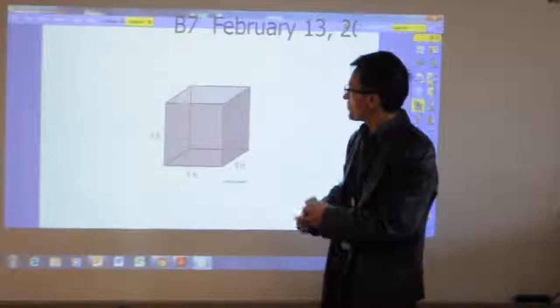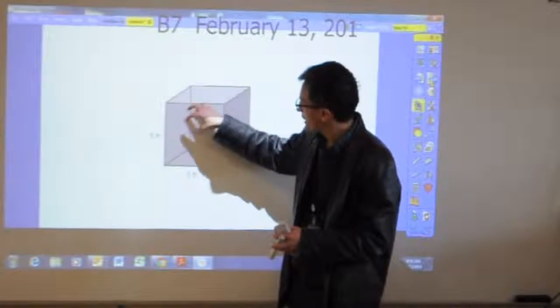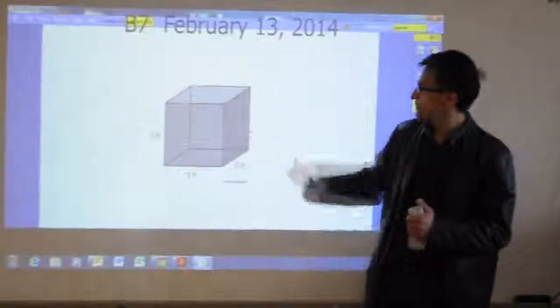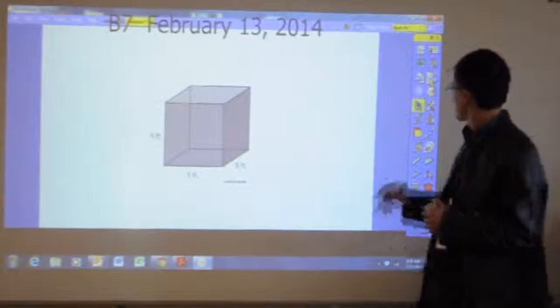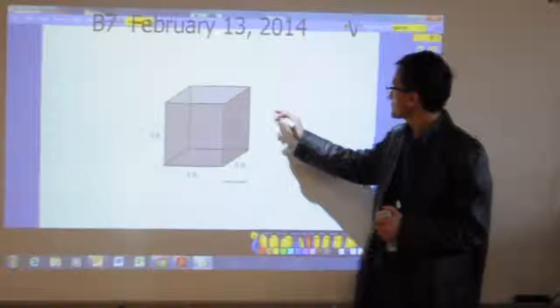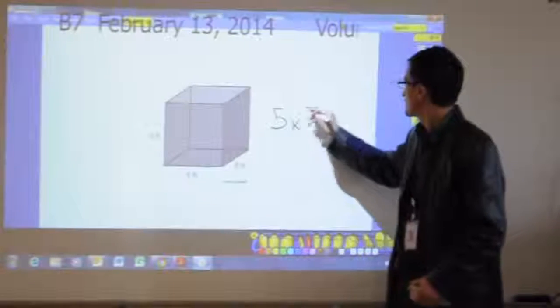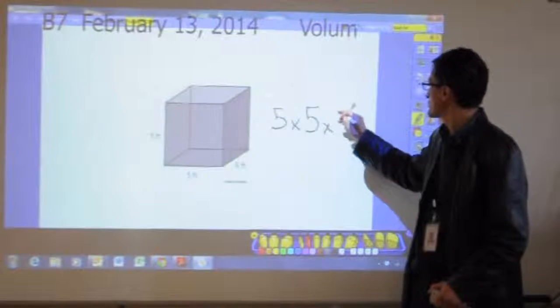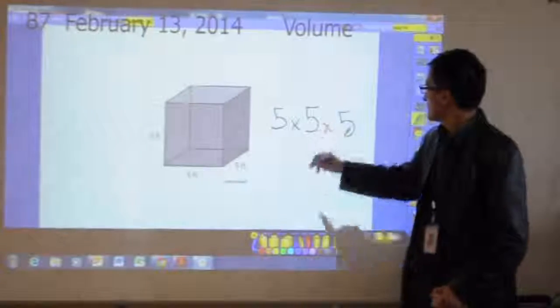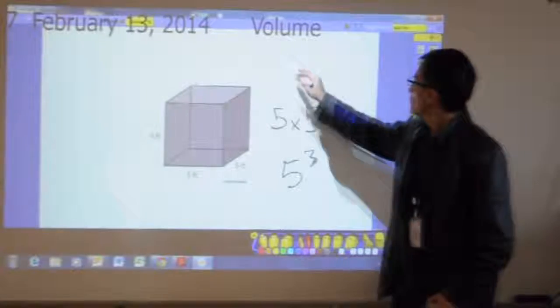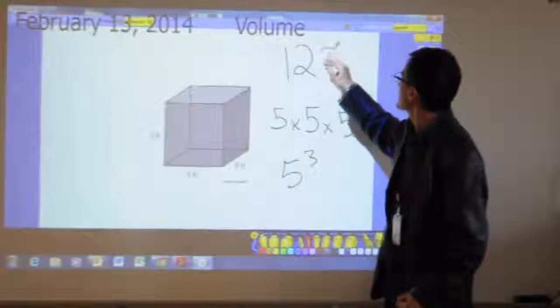Basically, when you have to calculate volume, it means whatever you can put inside, you need a volume. How can I calculate it? Five times five is 25. Five times five times five is 125. Okay, two ways to express it and both of them are right. Or 5 to the 3rd. And the answer is what? 125.